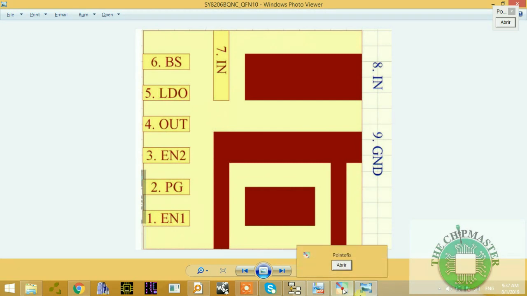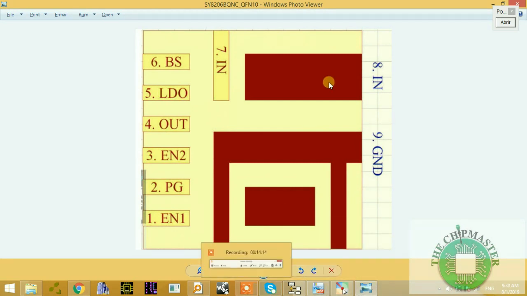Okay, so I have here an image of the pinout of the chip SY8206B QNC. As you can see, this is the pinout, and you count in the other direction. Normally we count counterclockwise. In this chip, you should count clockwise. As you can see, you have pin number 1, 2, 3, 4, 5, 6, pin number 7, pin number 8, and 9, which is the ground.